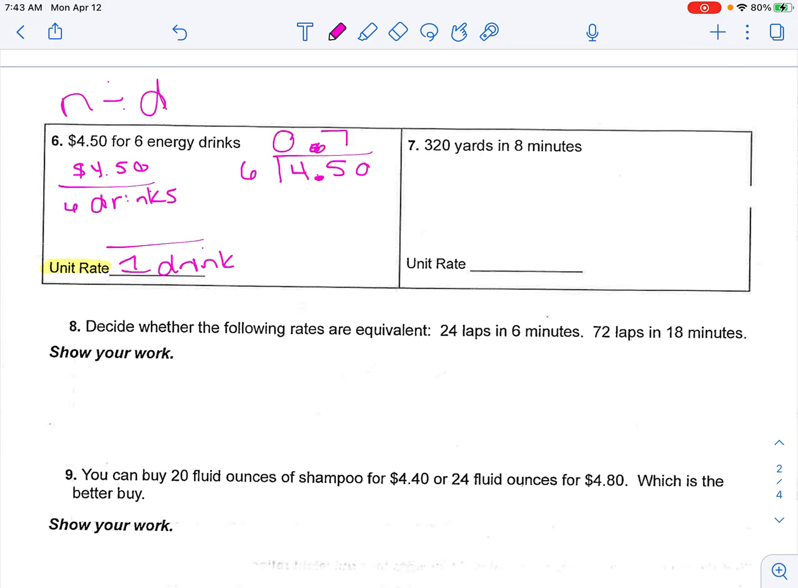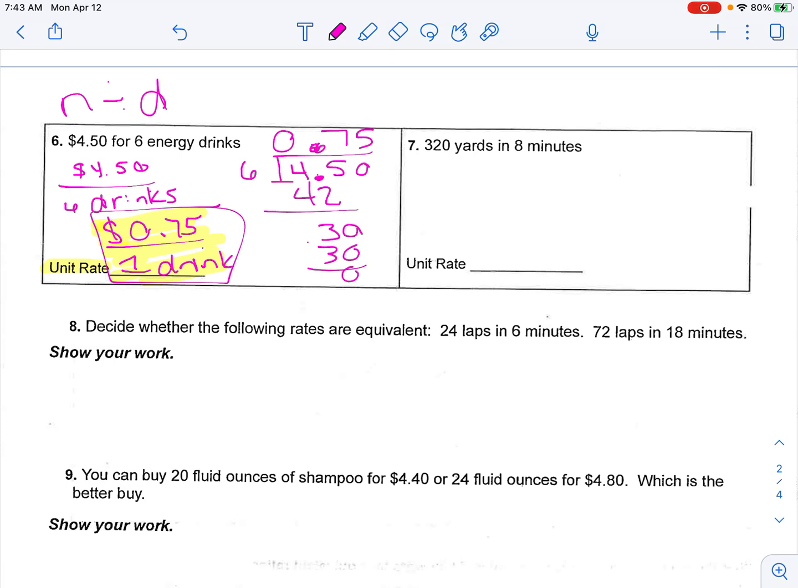6 cannot go into 4. 6 times 7 is 42. Subtracting, it's 3, drop your 0, and 6 times 5 is 30. So make sure you include your $ to label this as money. I'm paying 75 cents for 1 drink. That is your final unit rate. 75 cents for 1 drink. Make sure you've got a 1 on the bottom and make sure you've labeled all of your rates and ratios.